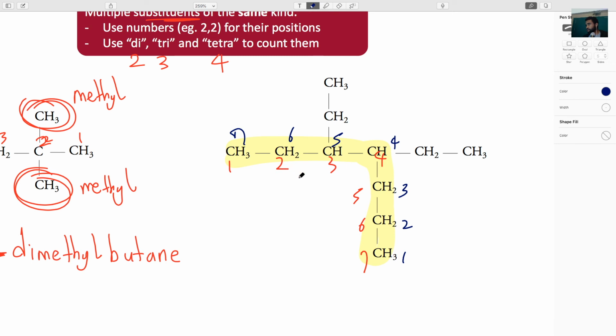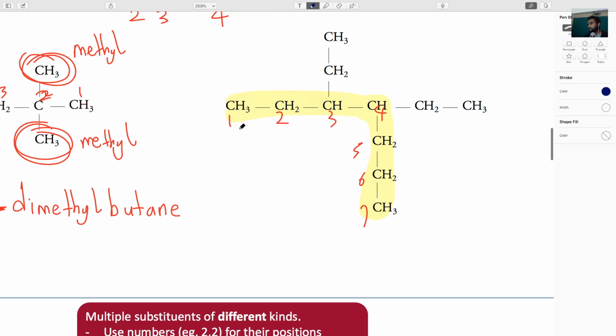So if we go in the red direction, then we have a 3 here. So this one will have an address of 3. If we go in the blue direction, then the lowest address would be a 4. So we want to go in the red direction. So the first one we did was correct. So first of all, let's name the parent chain. The parent chain has 7 carbons, so we can call it a heptane.